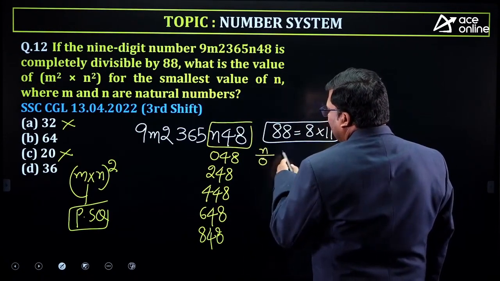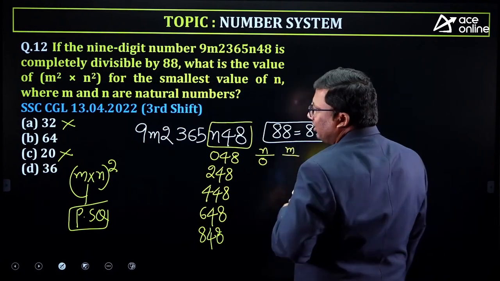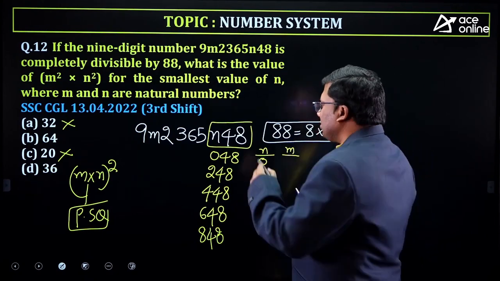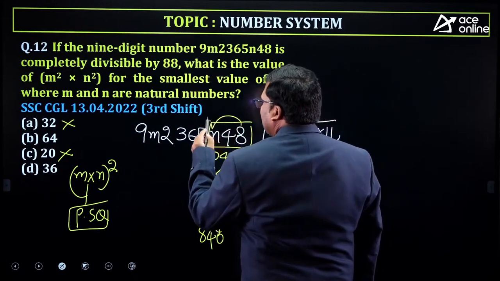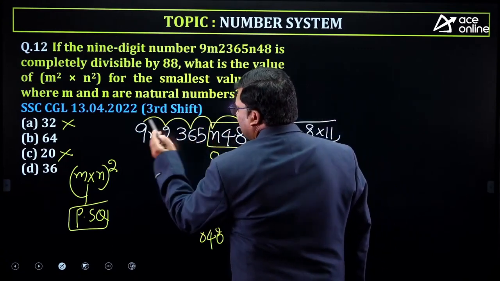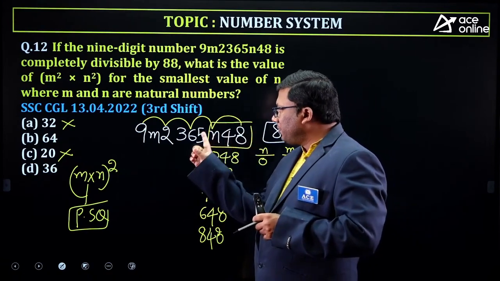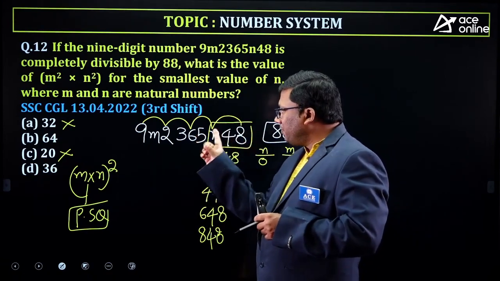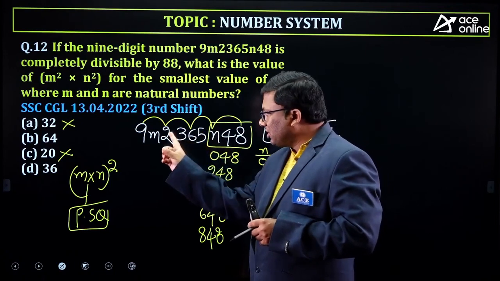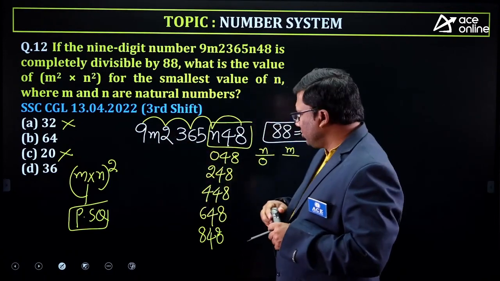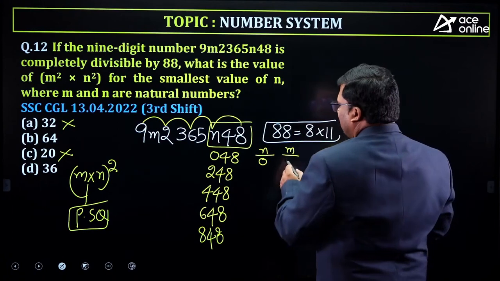Now for 11. If n is 0, what will be the m value? How to determine the m value? Sum of the odd places. What will be the sum of the odd places? 8 plus n plus 6, 14 plus 2 is 16, 16 plus 9, so it is 25.